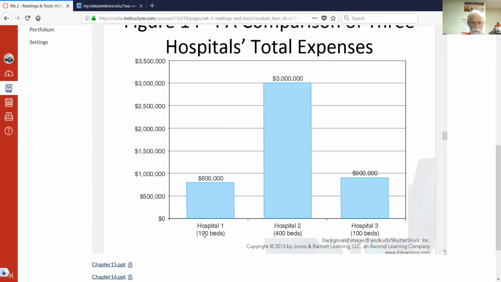So if we look at this, we've got 100 beds in Hospital 1, and if we divide 800,000 by 100, it's $8,000 per bed. That's their expenses. Hospital 2, if we divide 400 into 3 million, we get 7,500 per bed. Hospital 3, it's 9,000 per bed. All of a sudden, these don't look so much different. What we might say about the 400-bed hospital is, okay, there's $500 per bed less there. That could be an economy of scale issue.